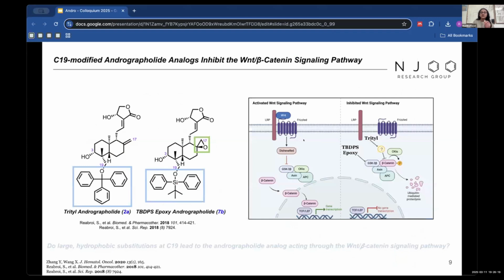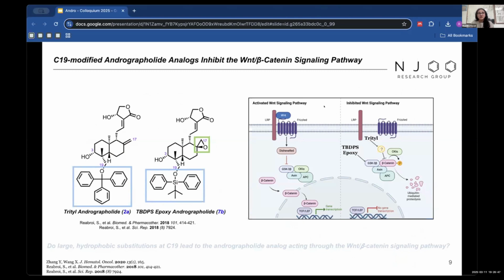Specifically with andrographolide and this study, a previous study from a group in Thailand synthesized 2 analogs of andrographolide, the trityl andrographolide and the TBDPS epoxy andrographolide analog. They interestingly found that these 2 analogs inhibit the Wnt1 signaling pathway in beta-catenin.